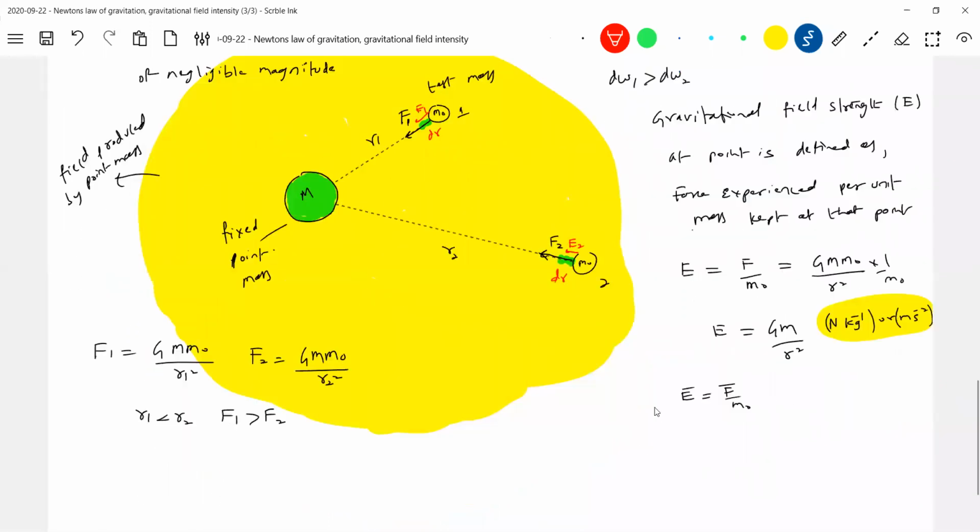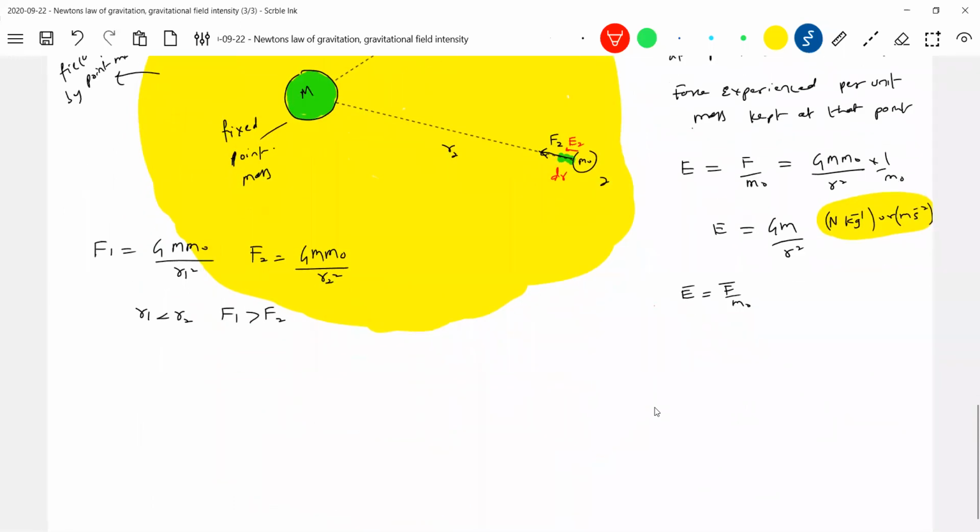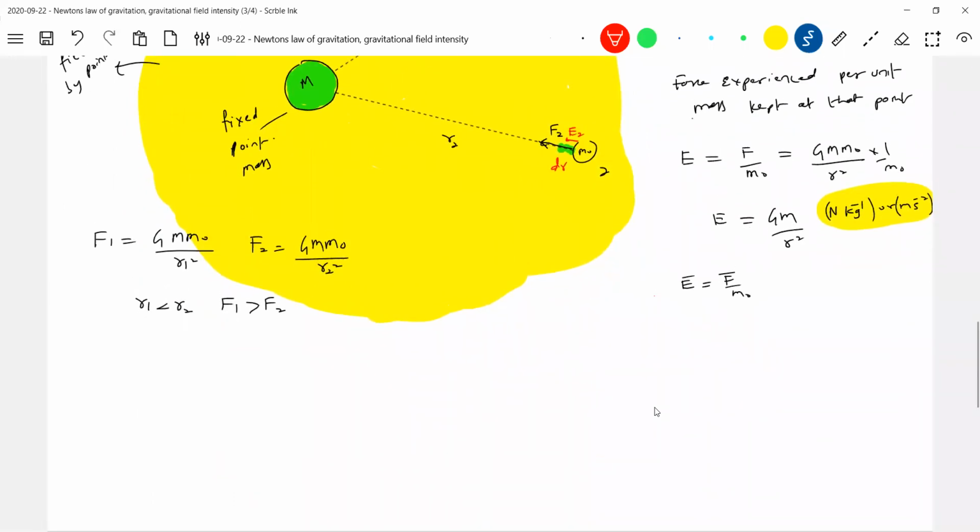Any body, if it is present in a field, will experience a force. So shall I put it like this? This will be very useful for us. If a mass kept in a gravitational field will experience a force. Able to interpret this? If a mass present in a gravitational field will experience a force, in which direction will that force act? In the direction of E bar.